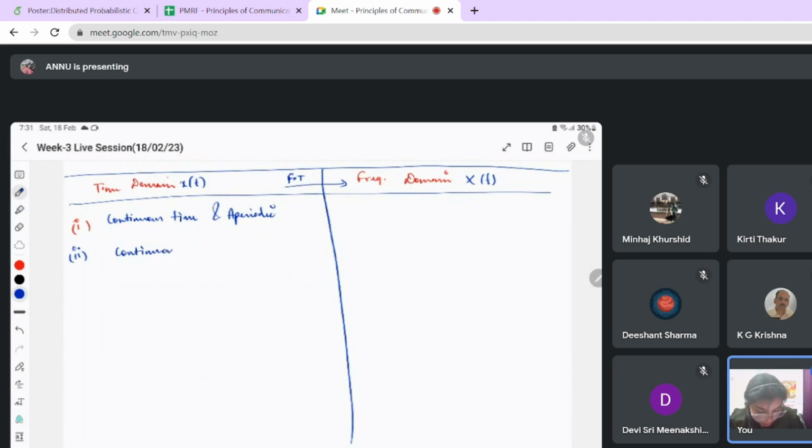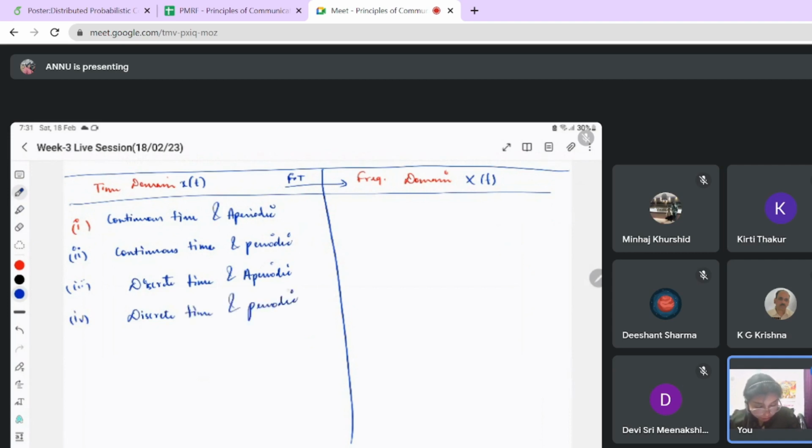Continuous time and periodic. Discrete time and aperiodic. Discrete time and periodic. So, tell me: if you have the input of continuous time and aperiodic, what should be the output, and what is this called?